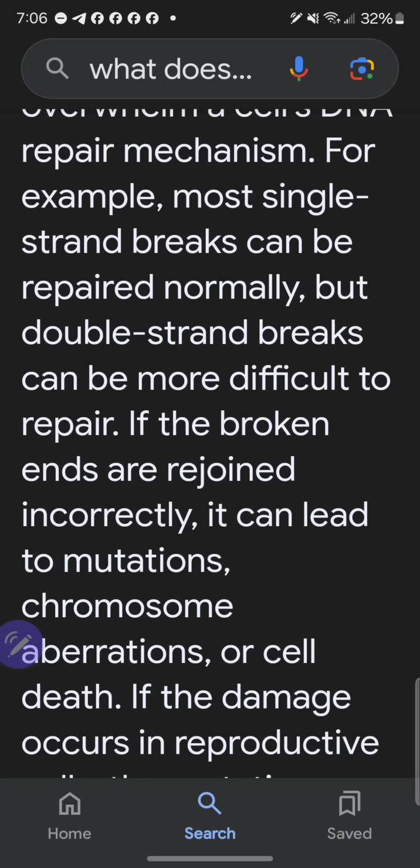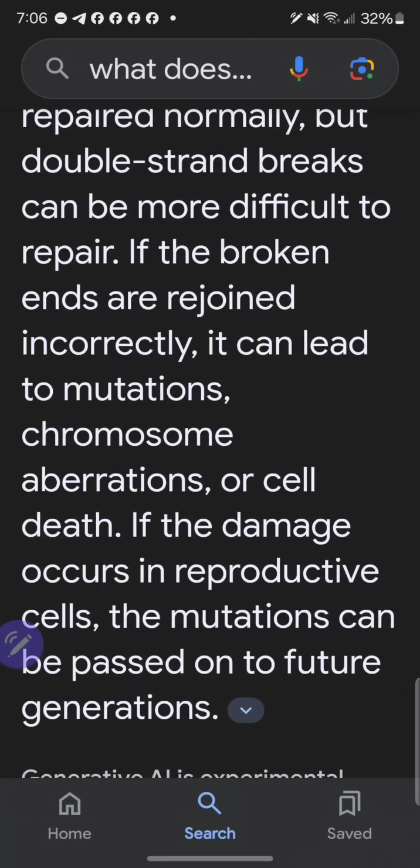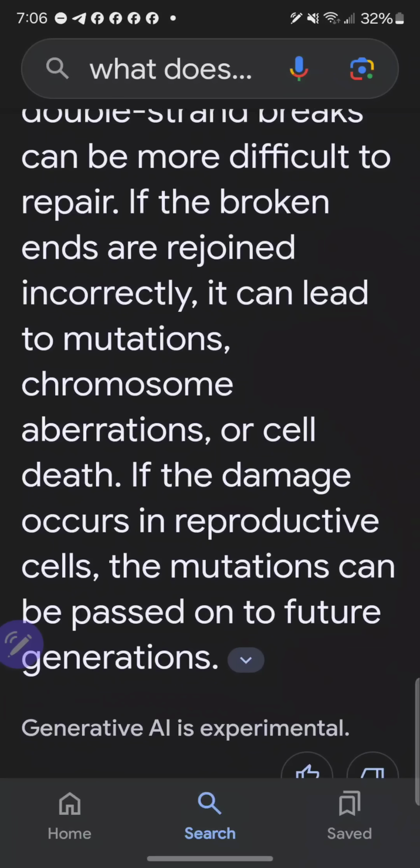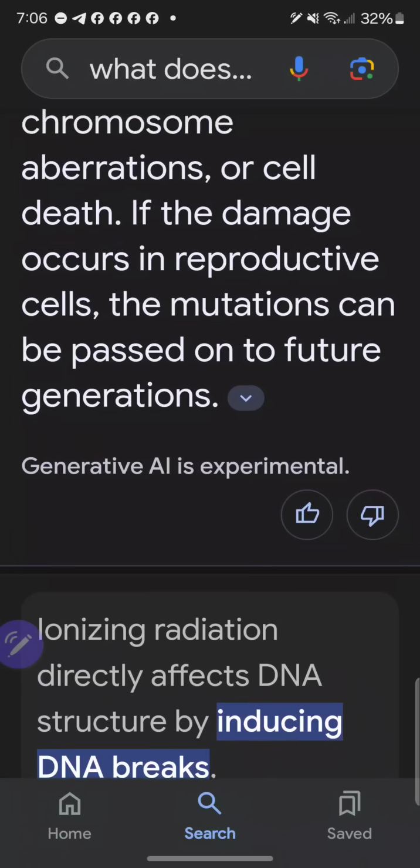But double strand breaks can be more difficult to repair if the broken ends are rejoined incorrectly. Because when the ionized particle hits you, you open up like a lotus flower, and then it closes back down, just like a wound. You cut somebody, the wound opens up, and then it closes back. But if it's rejoined incorrectly, it can lead to mutations, chromosome aberrations, or cell death. If the damage occurs in reproductive cells, the mutation can be passed to the future generation.